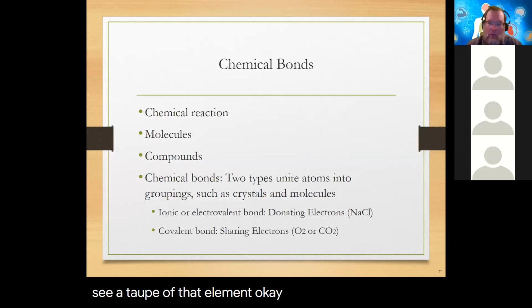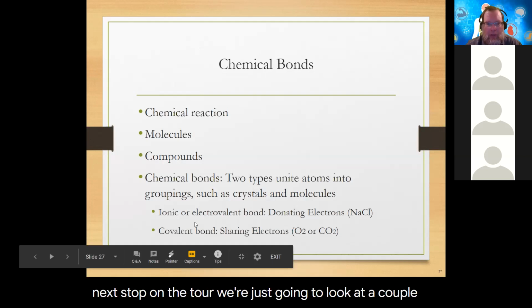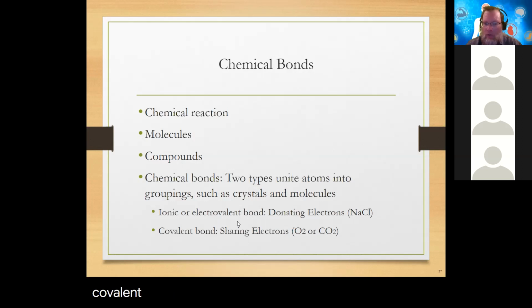Okay, chemical bonds is the next stop on the tour. We're just going to look at a couple of different chemical bonds. We're going to look at ionic or electrovalent bonds. Let's just look at the word ionic for a second. We're dealing with ions, and remember, ions either donated or gained an electron. So an ion is either going to be a positive charge or a negative charge. If it's positive, it means it donated an electron. If it's negative, it means it received an electron.